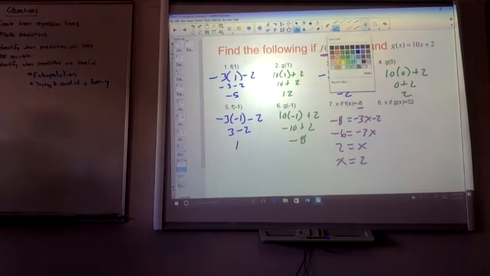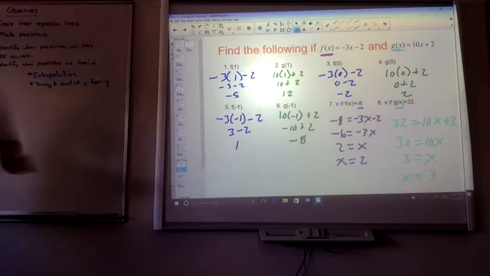Take a look at this one. What am I plugging in here? What am I replacing? Which function, f or g? I'm putting 32 in where? No. G at x. I'm taking this right here, which goes here, and I'm going to replace that with 32. So I get 32 equals 10x plus 2. Subtract 2, so I get 30. Divided by 10 equals 3. So x equals 3.